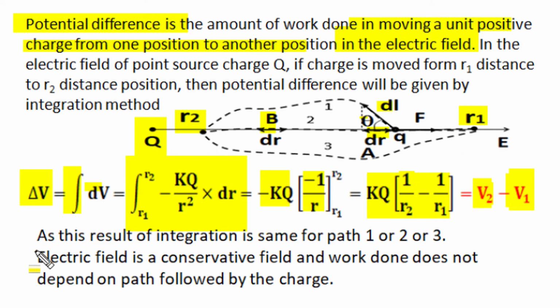Now since this potential difference is obtained by integration techniques, and integration techniques don't depend upon path, the amount of work done in path 1 or path 2 or path 3 or elsewhere, with the same initial and final distance position from the source charge, results in the same amount of work done in moving a unit test positive charge from R1 to R2 distance position. So potential difference doesn't depend upon the path followed for the movement.